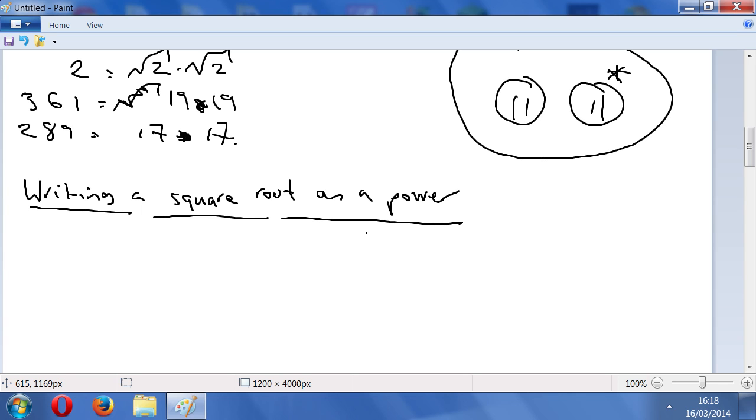So if we look at, remember this rule: a to the m times a to the n equals a to the m plus n. So 2 squared times 2 squared equals 2 to the 2 plus 2 equals 2 to the 4, right? So that's what we were looking at here. So this rule, we know this is for a fact.